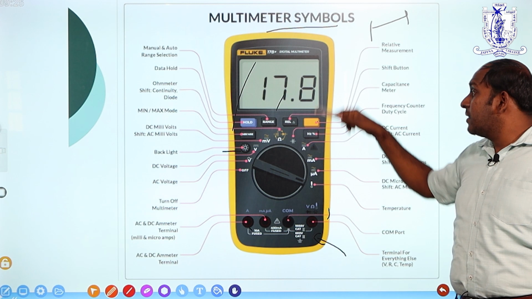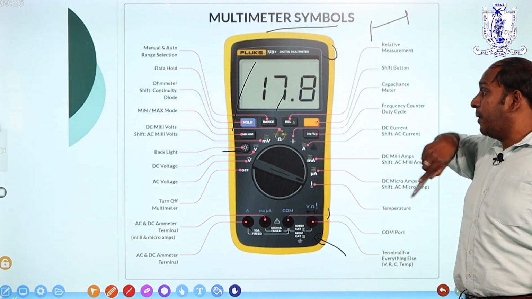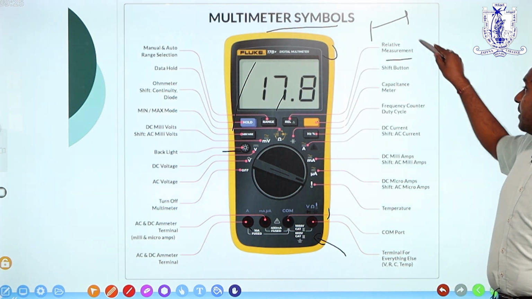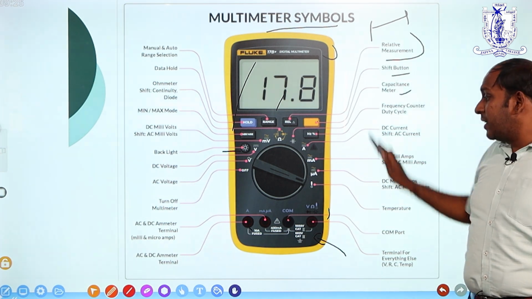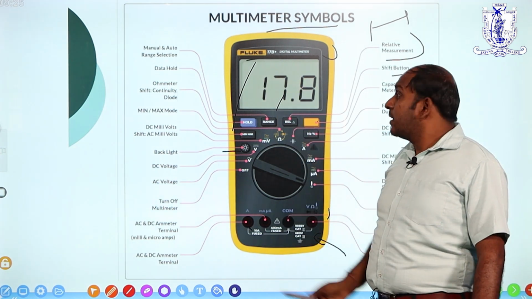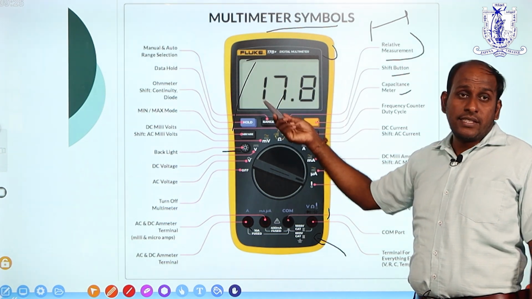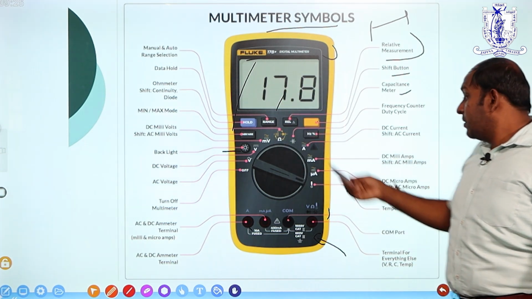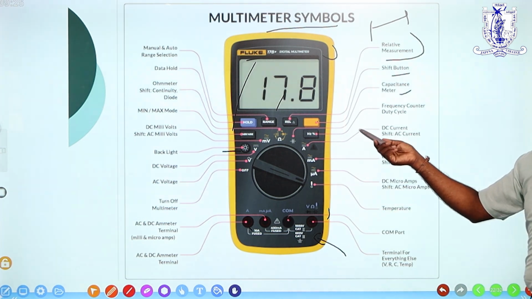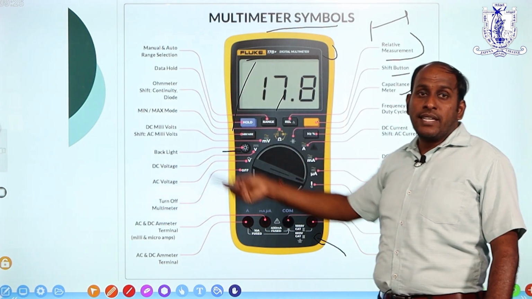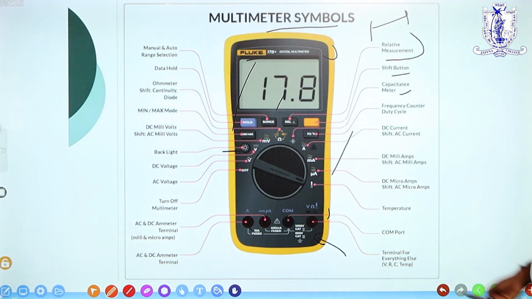At this time, this is charges, and voltage is also here, and relative measurement, shift button. There are a lot of things, and this is also the multimeter. By way of introduction, the multimeter is used to measure current, voltage and resistance. This instrument is used to check whether devices are working properly.